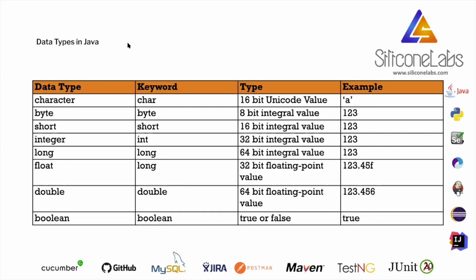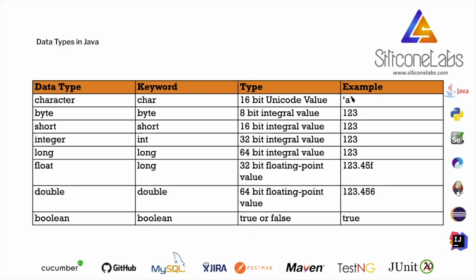Let's check this table. We have different kinds of data types in the first column, and we have the keywords in the second column. We will use these keywords in order to declare the variables. And we have the bit value of every data type. And in the right column, you can see an example of every data type.